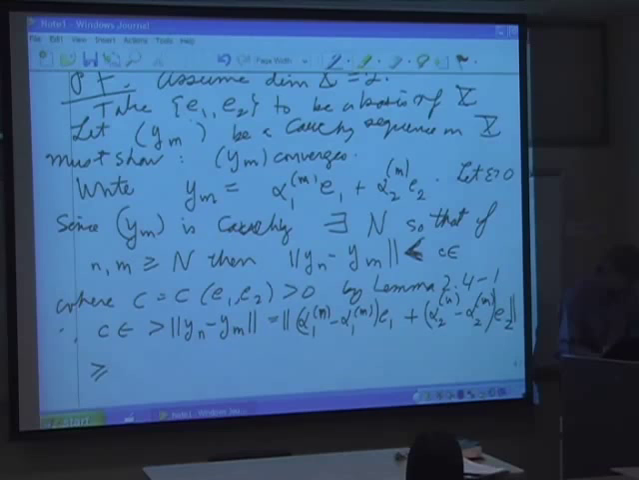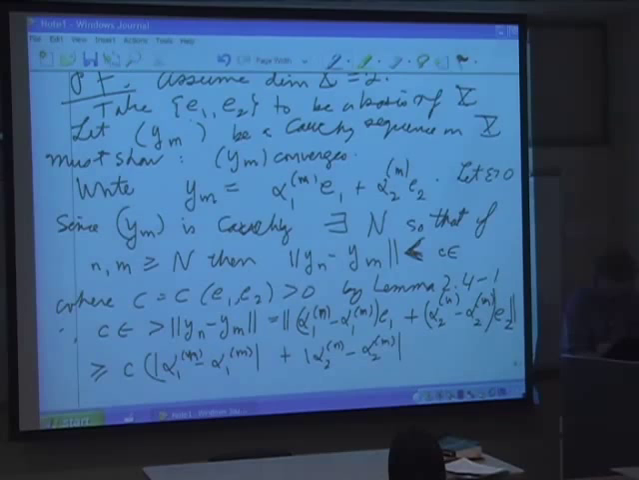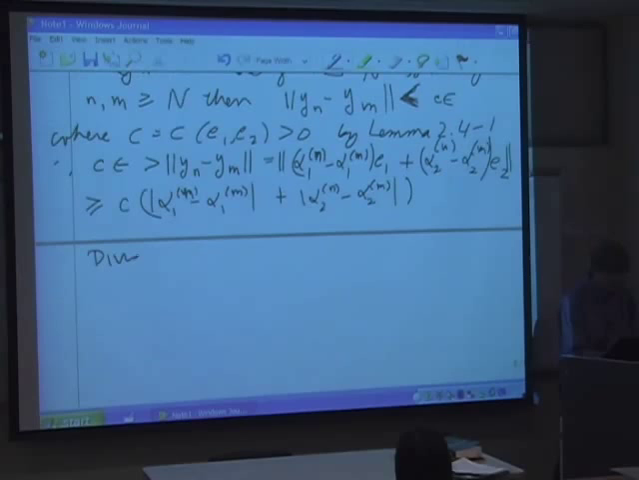Greater than or equal to c, I can write it this way, c times the absolute value of alpha 1 super m minus alpha 1 super n, plus alpha 2 super n minus alpha 2 super m. You can save a little bit of work if you play with the c's, which I did in the notes. But now divide both sides by c. Divide both sides by c.